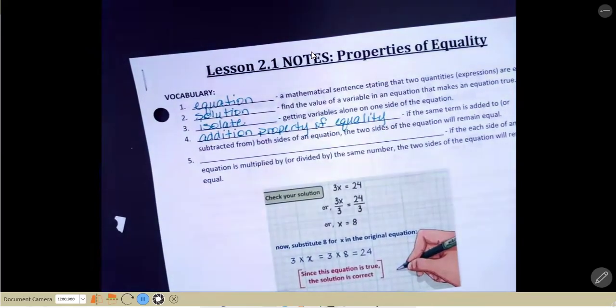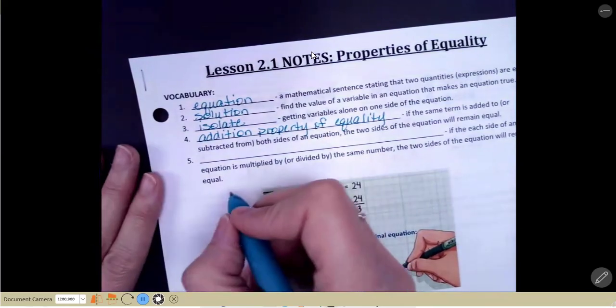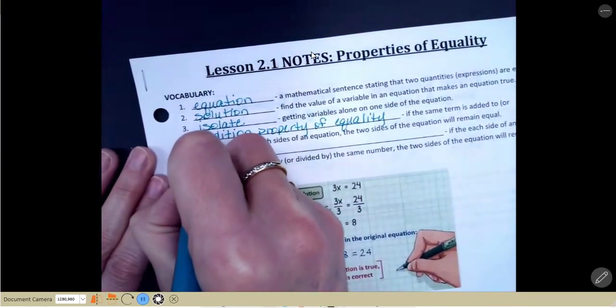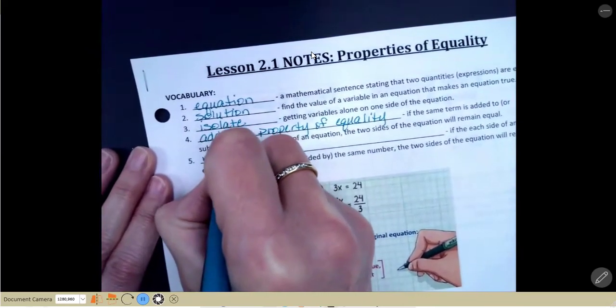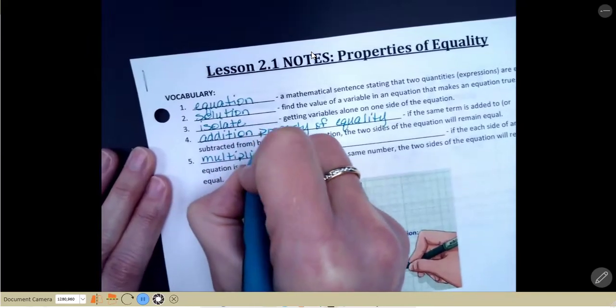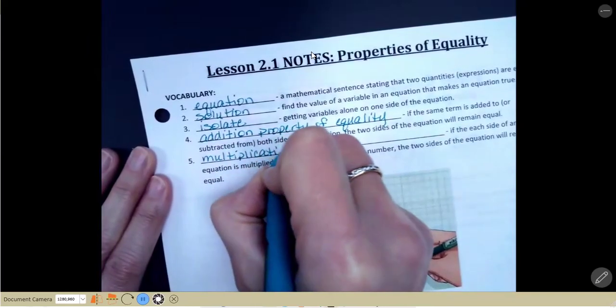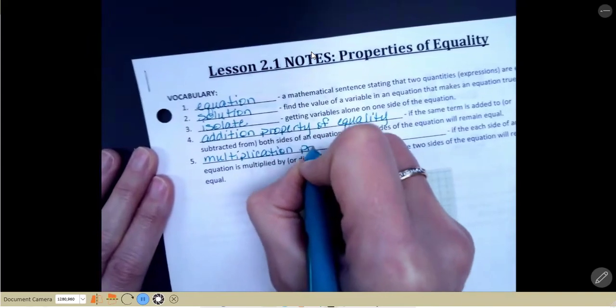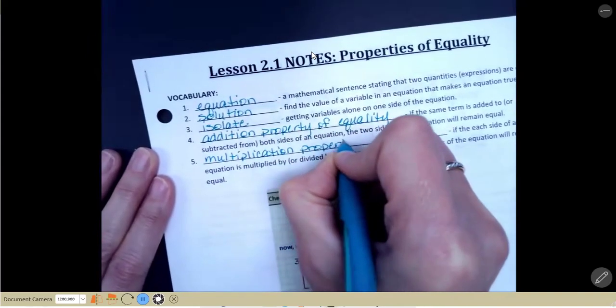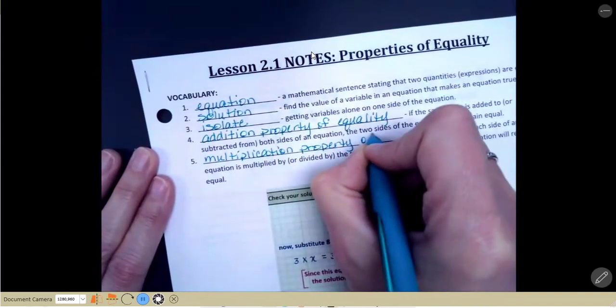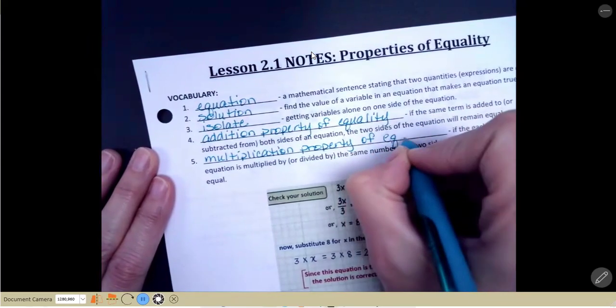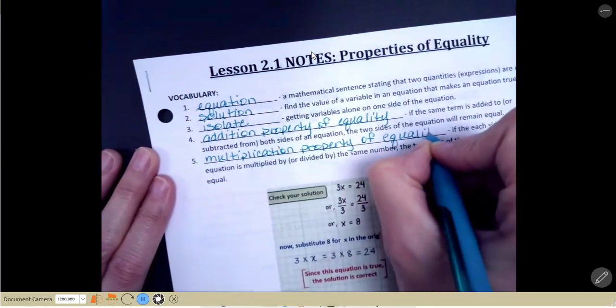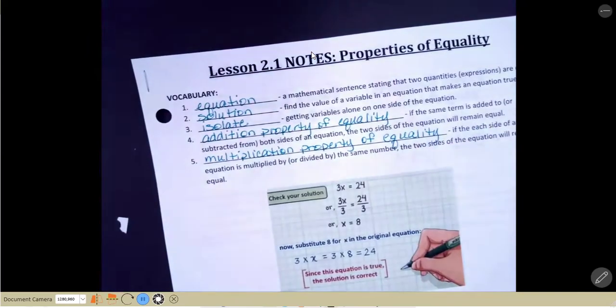And then the next one, if each side of an equation is multiplied by or divided by the same number, that is the multiplication property of equality, not division. Okay, so those are your vocab words.